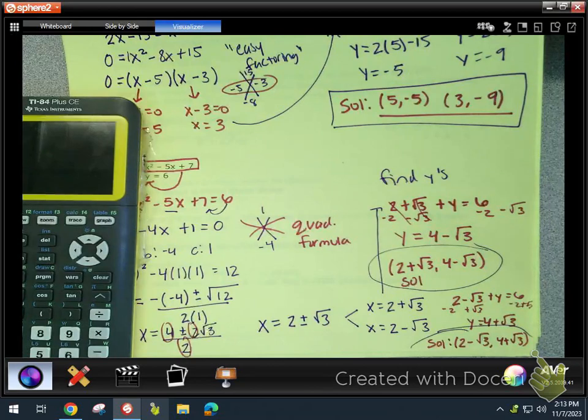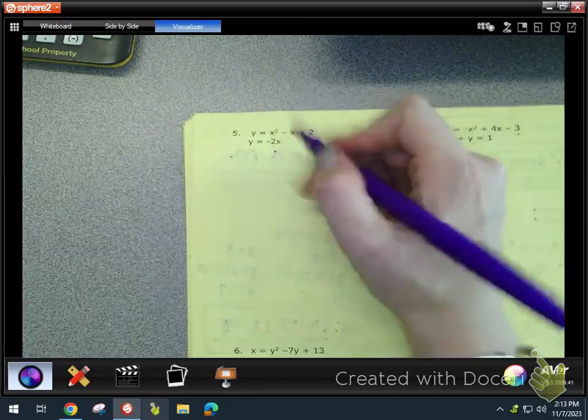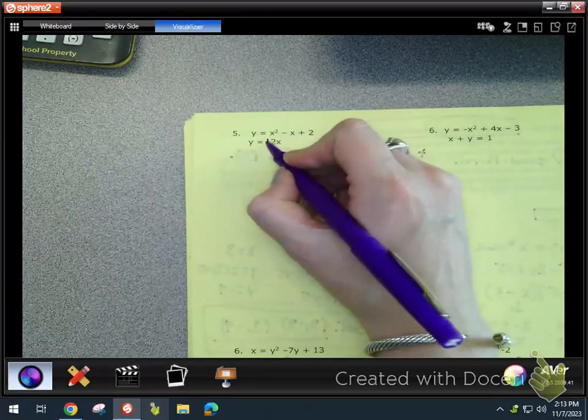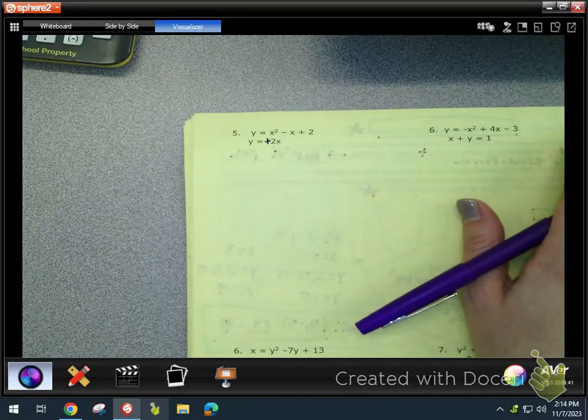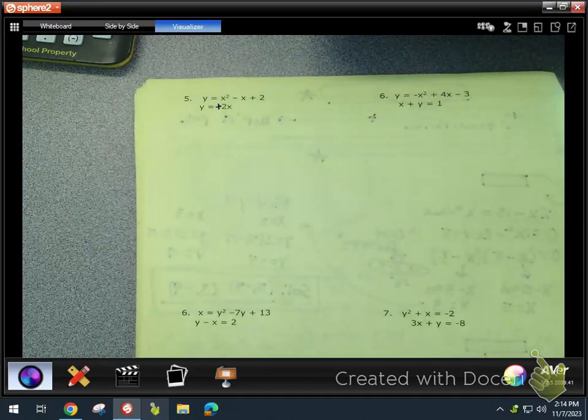Okay, all right, let's go to the back page. This was the one that had a mistake on it. Number 5. This is supposed to be a positive 2x. Everyone, alert: positive. Change that one. You guys try 5 and 6, and then I want us to come together and try 6 and 7. Okay? 5 and 6 on your own. We'll check them in a minute.